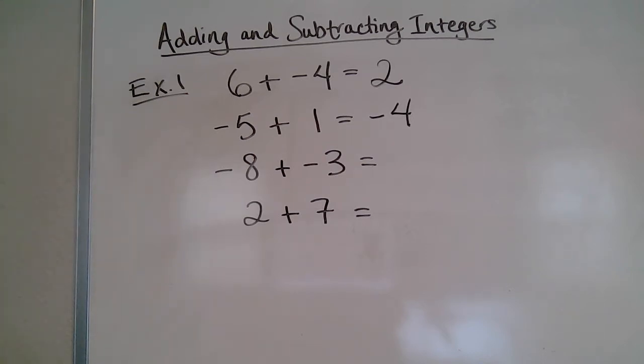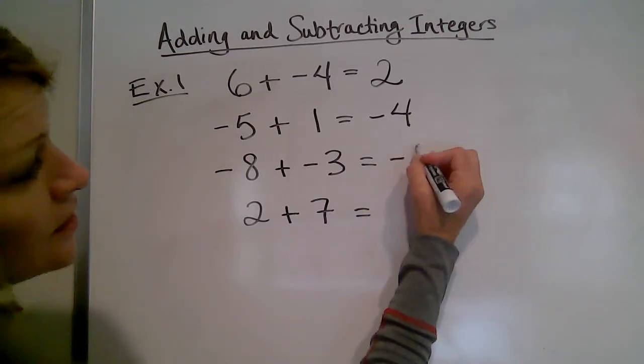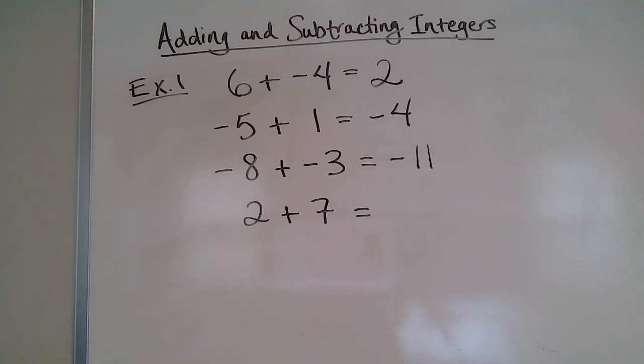Third example, you owe somebody $8. You come up to them and say, sorry, I need another $3. Can I borrow another $3 from you? They'll say, sure, but now you owe me $11. So that's negative 11 because you owe them $11.